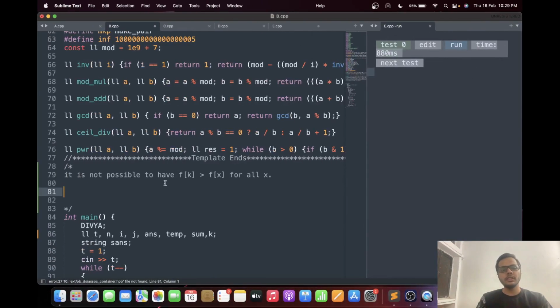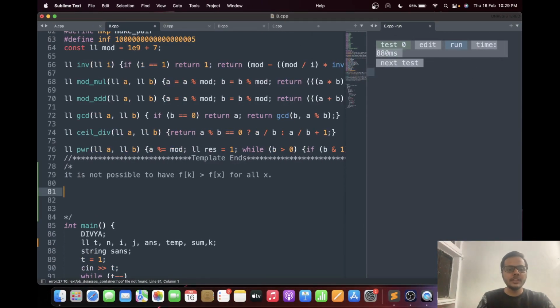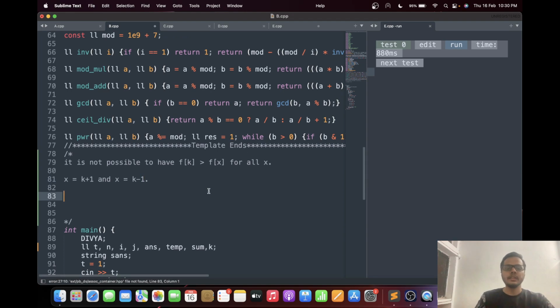So one main observation here is that in every range where there is a k, we don't need to check for all the x's. We only need to check for x equal to k plus 1 and x equal to k minus 1. Why? Let's say there is some y such that f of k is equal to f of y, and let's say that y is greater than k. Then it is always the case that f of k plus 1 will also be equal to f of k, which is equal to f of y.